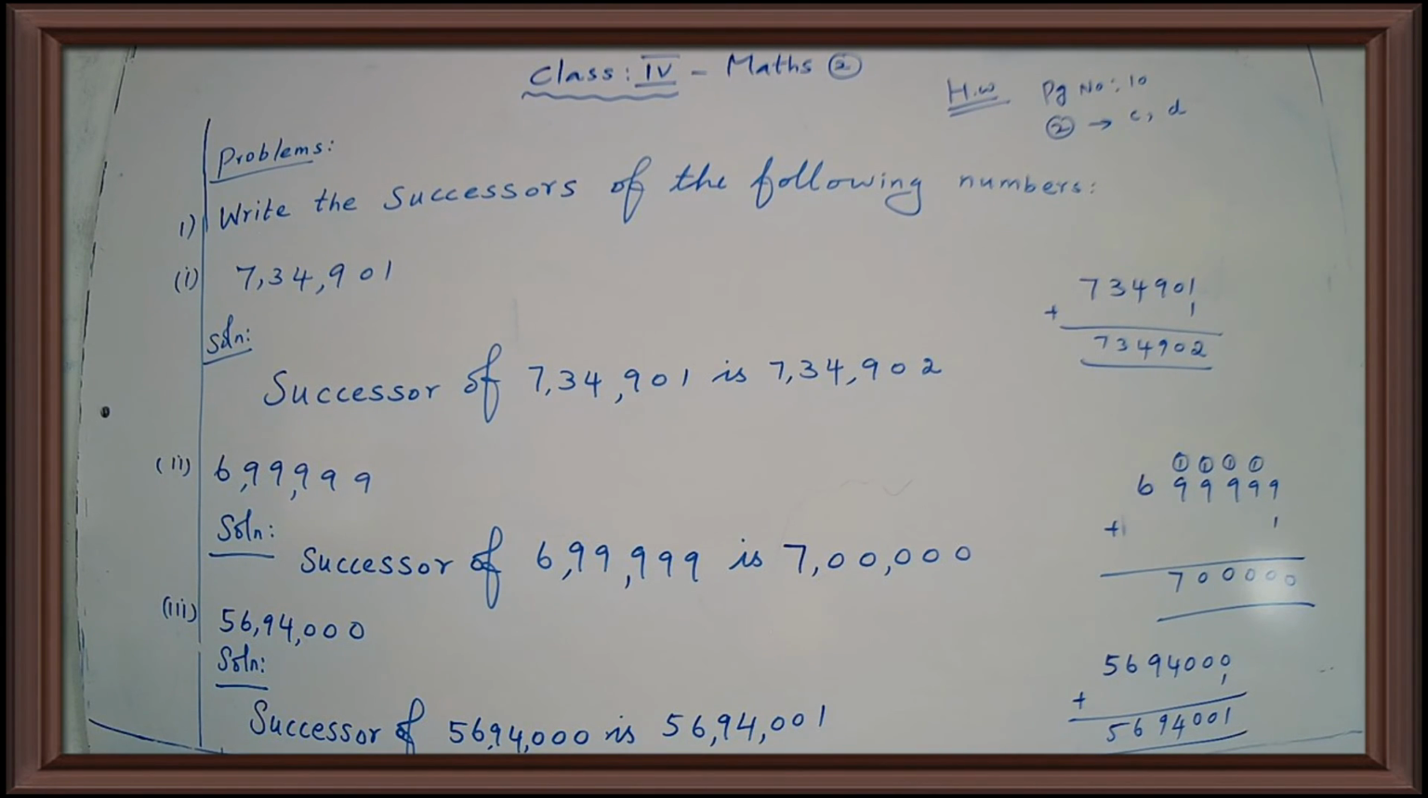Next, the second question. 6,99,999. The successor of 6,99,999 is 7 lakh, just after the given number. Then the third one. Similarly, the same question, 56 lakh 94,000. The successor of 56 lakh 94,000 is 56 lakh 94,001.